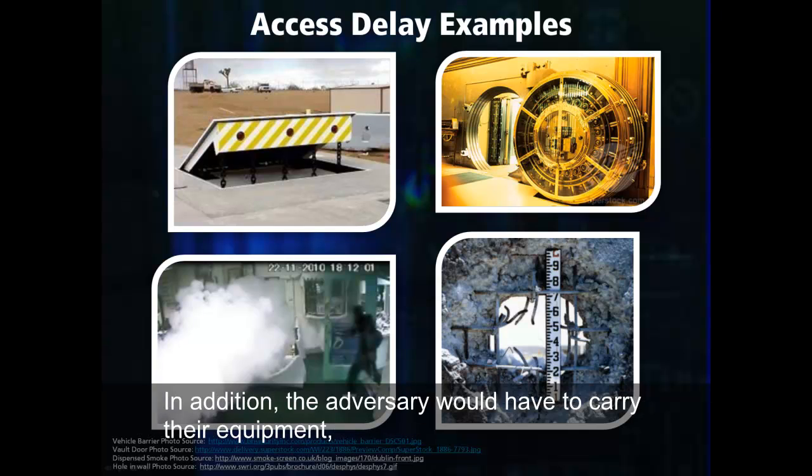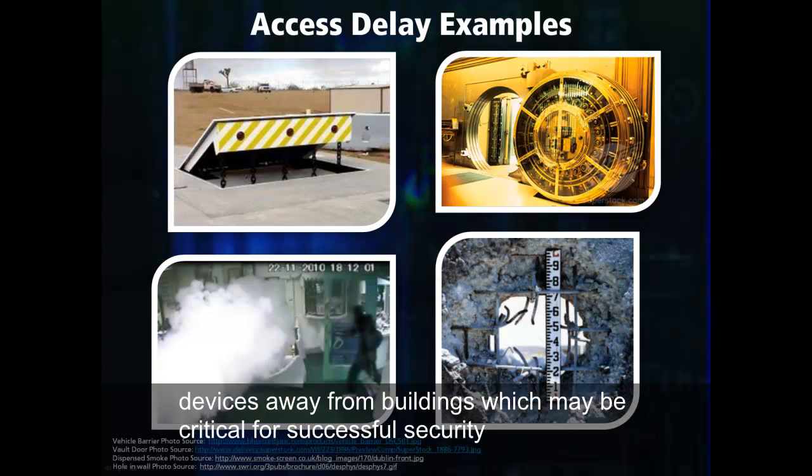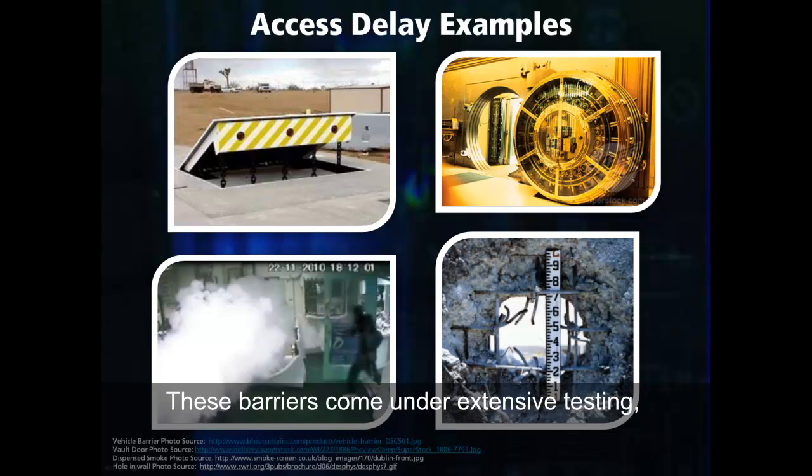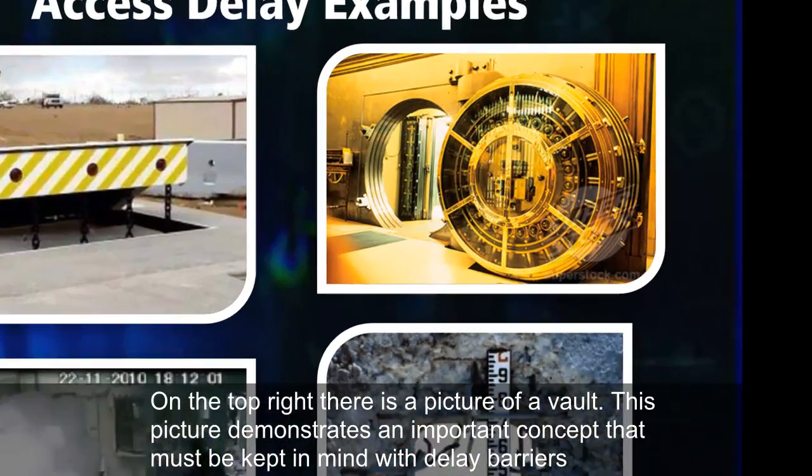In addition, the adversary would have to carry their equipment, which limits the amount they can take and can slow them down further. It also keeps possible vehicle-borne improvised explosive devices away from buildings, which may be critical for successful security. These barriers come under extensive testing, the videos of which are available on the internet if you search for vehicle barrier tests. On the top right, there is a picture of a vault.